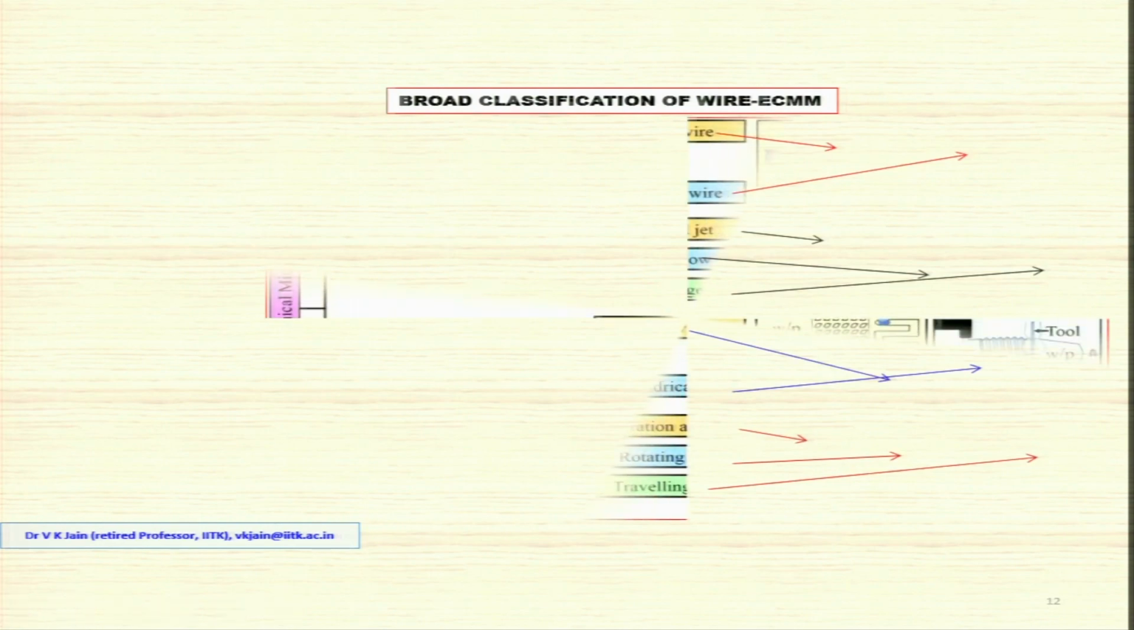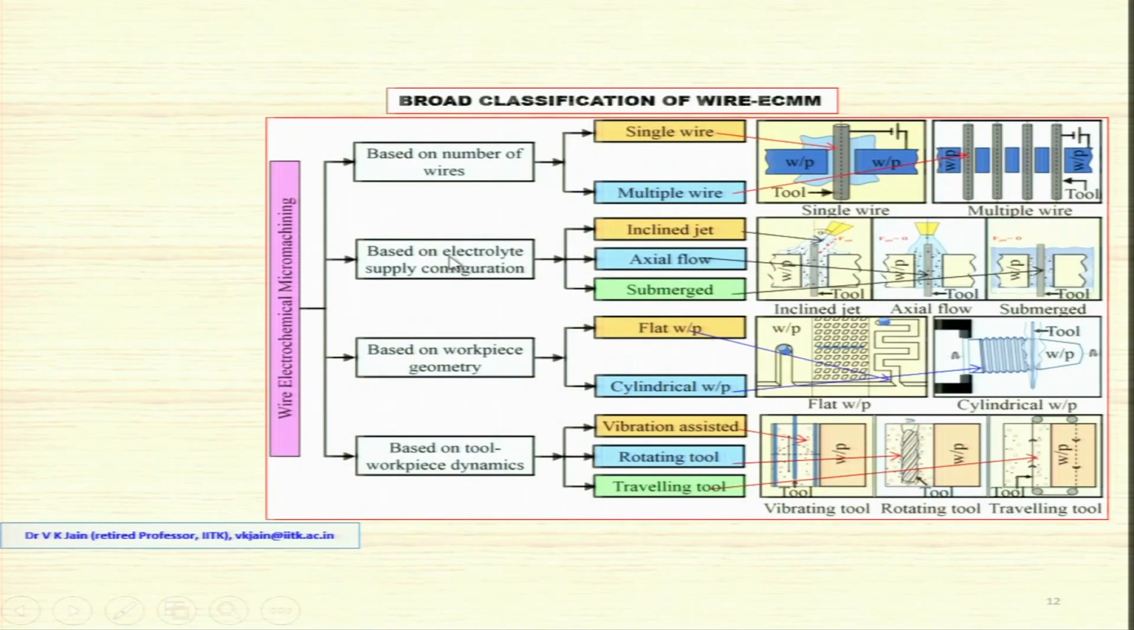Broad classification of wire ECMM, wire electrochemical micromachining setup. Please see it carefully. Now this can be classified in different ways. First one, based on the number of wires that you are using. If you see here, there is the single wire electrochemical micromachining. This is the workpiece and this is the wire, and it is cutting over here. But to enhance the performance or the material removal rate and capabilities, you can use multiple wires working at the same time. So you can see here there are 4 wires simultaneously cutting the same workpiece and enhancing the performance of the process.